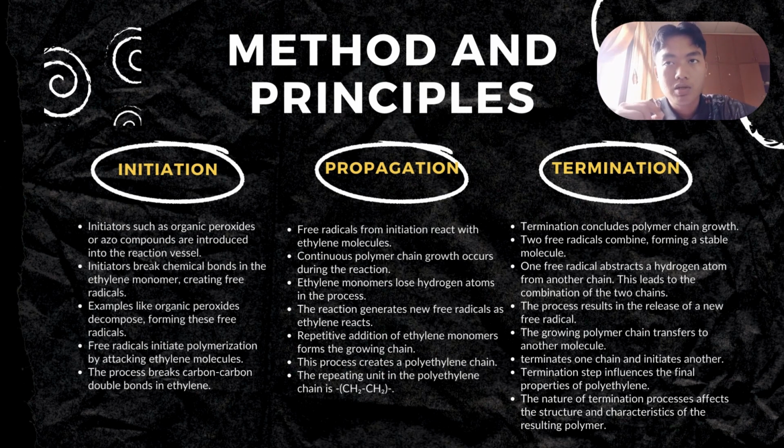The last step is termination. Termination concludes polymer chain growth. Two free radicals combine, forming a stable molecule. One free radical abstracts a hydrogen atom from another chain. This leads to the combination of the two chains. The process results in the release of a new free radical. The growing polymer chain transfers to another molecule, terminating one chain and initiating another. The termination step influences the final properties of polyethylene. The nature of the termination process affects the structure and characteristics of the resulting polymer.